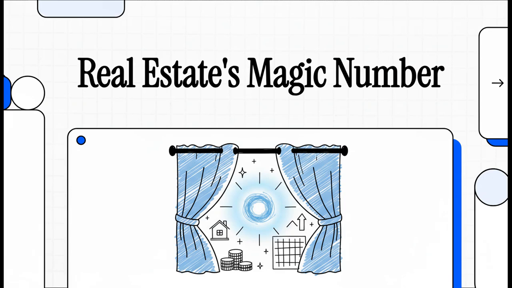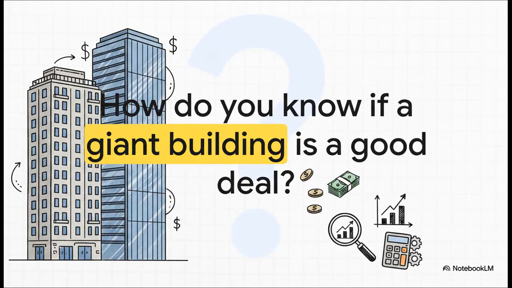All right, let's dive right in. We're going to pull back the curtain on one of the biggest ideas in real estate investing and find its so-called magic number. So, picture this. You see a huge apartment building, a shiny office tower for sale. It costs millions of dollars. How on earth do you know in just a few seconds if it's actually a good investment? Well, turns out there's a tool for that.